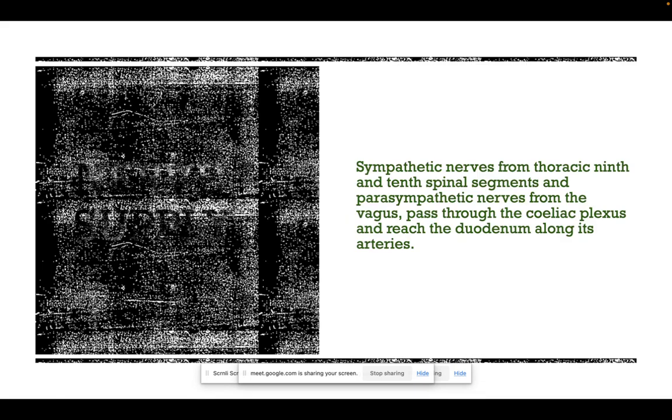Now, the nerve supply. The sympathetic nerve supply is mainly from the T9 and T10 spinal segments, and the parasympathetic supply is from the vagus through the celiac plexus and reaches the duodenum along its arteries.